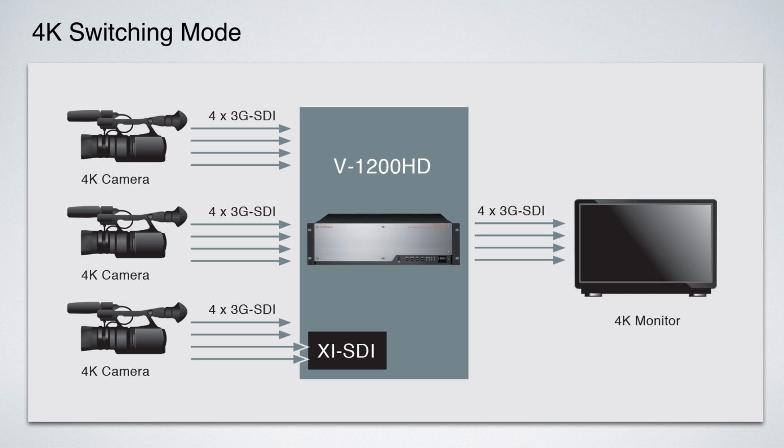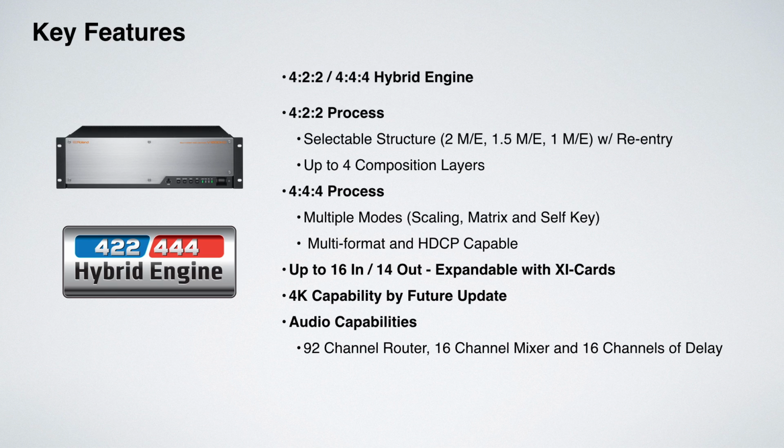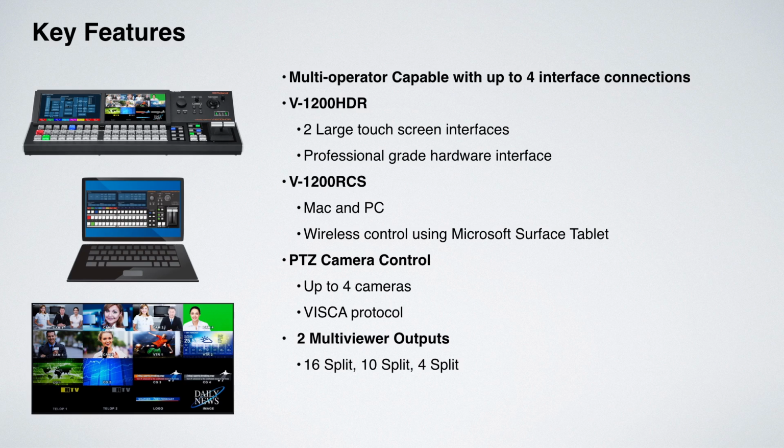We will be introducing 4K capability by future update, and of course the powerful audio engine with its 92 channel audio router, 16 channel mixer, and additional 16 channels of delay. Of course, all of this power has been made incredibly easy to use, and it also supports multi-operator capability with up to 4 interface connections. Of course, those interface connections can be the V-1200HDR with its 2 large touchscreen interfaces and professional-grade hardware interface. We, of course, have the V-1200RCS, that is both Mac and PC compatible, and in fact you can run it wirelessly by using a Microsoft Surface tablet.